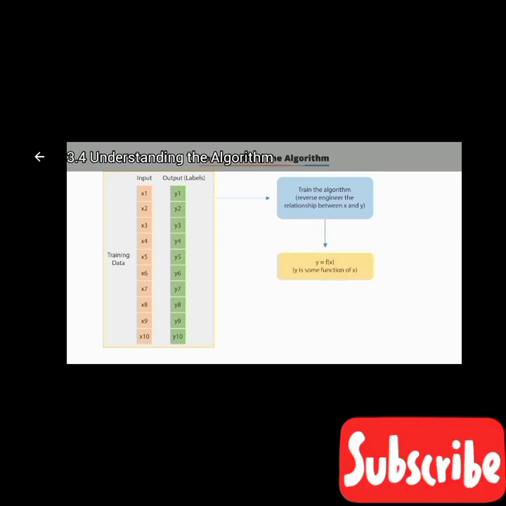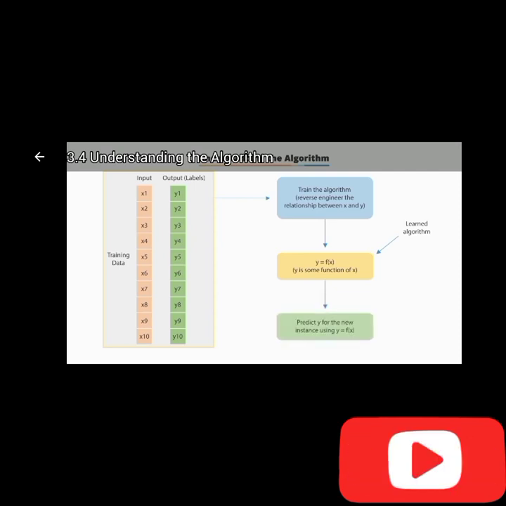What is the relationship that has been defined here? Y equals f(X), where Y is some function of X. This is also called the learned algorithm. Using the learned algorithm, predict Y values for the new instance using Y equals f(X).